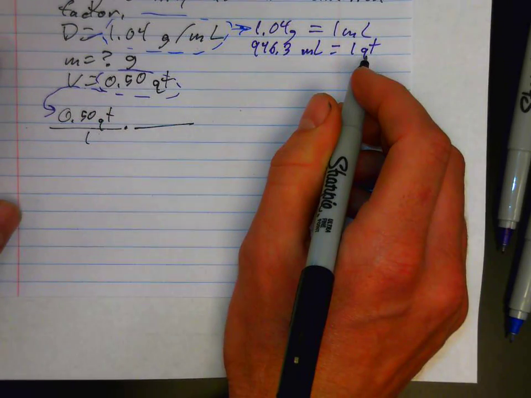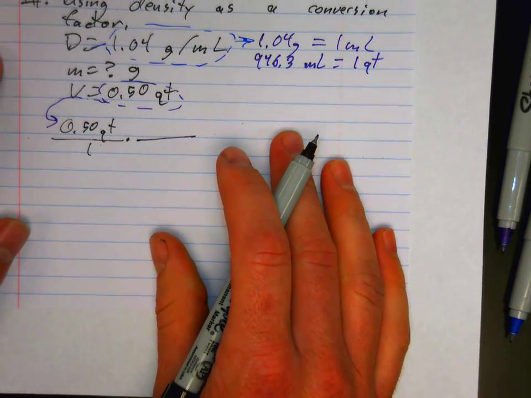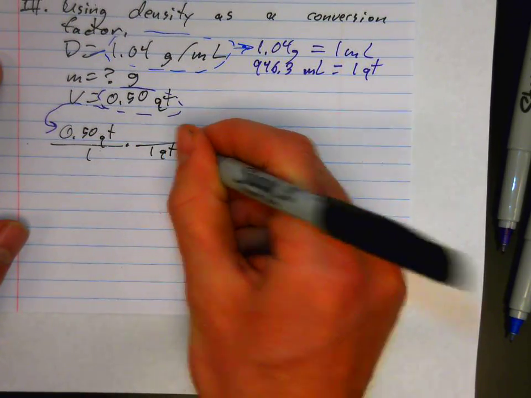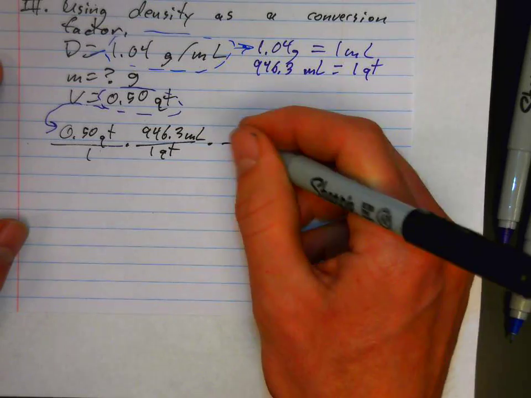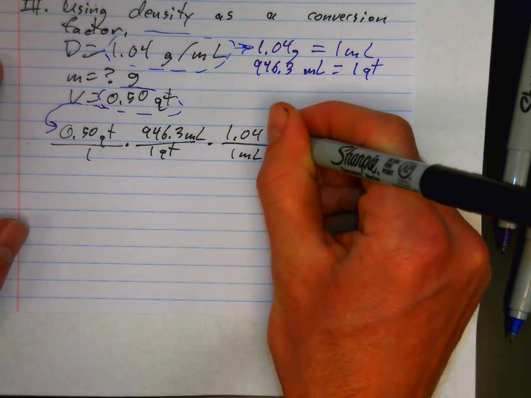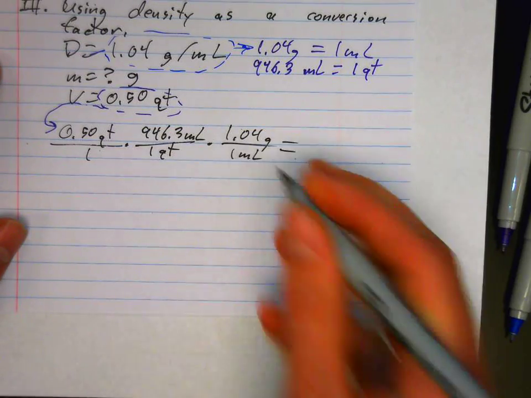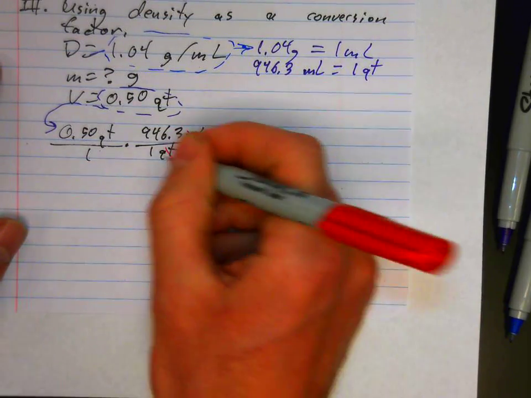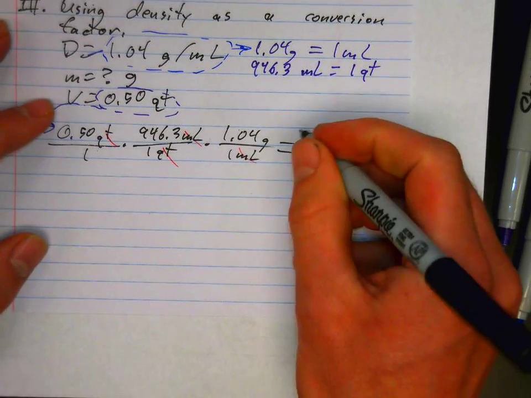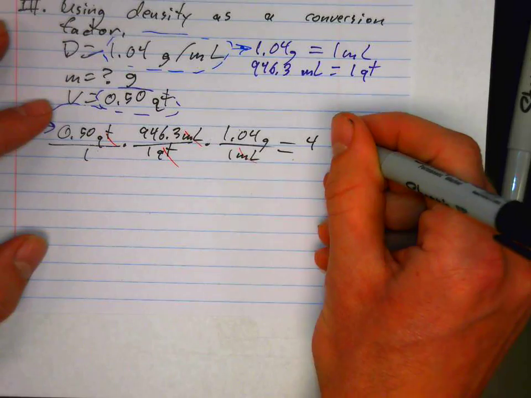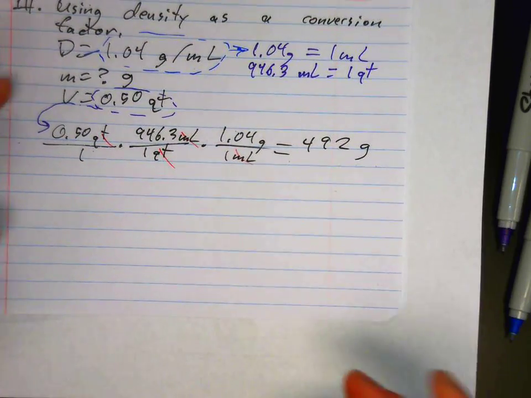So we have quarts to milliliters. There's 1 quart per every 946.3 milliliters. And for a milliliter, there's 1.04 grams. And so that's going to give us grams, which is what we want. We're trying to find the grams. And so we're ready to just calculate. We just multiply those numbers: 0.5 times 946.3 times 1.04 comes out to 492 grams.